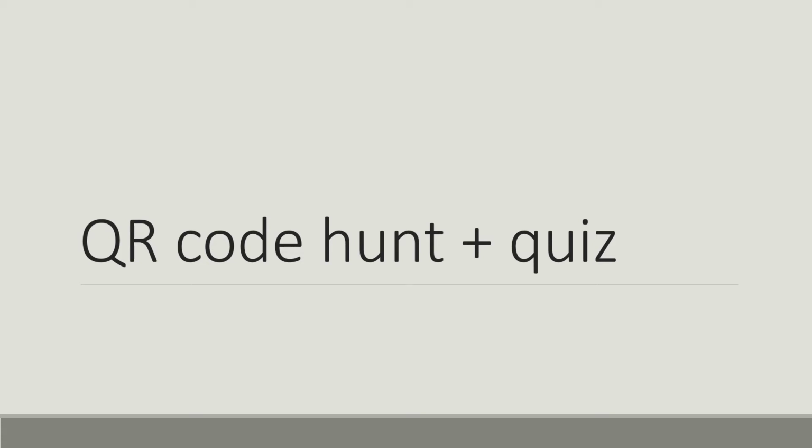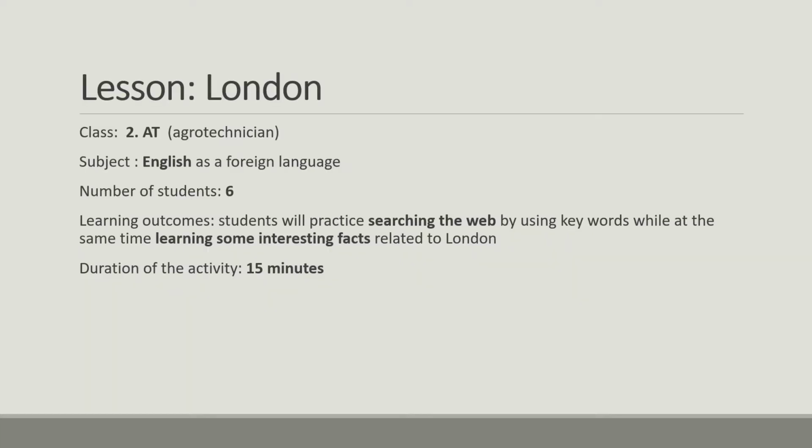In today's lesson, we used QR codes, the activity called QR Code Hunt, which was also a quiz. The lesson was about London, and the activity lasted about 15 minutes. The class in which we did the activity was second grade of Agro-Technician, and the subject is English as a foreign language. Number of students that day was 6. One of them was absent.